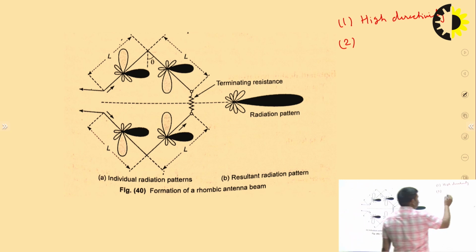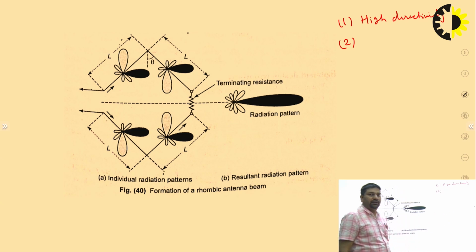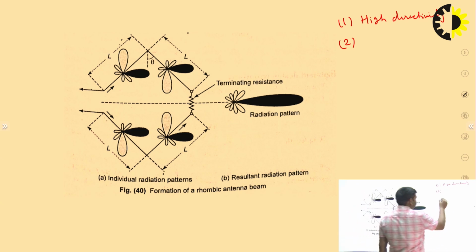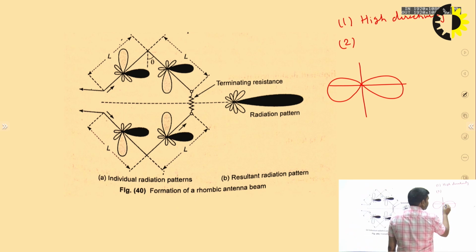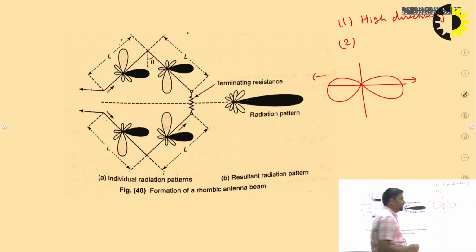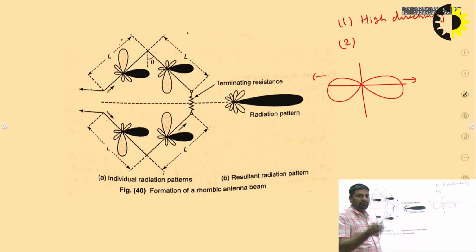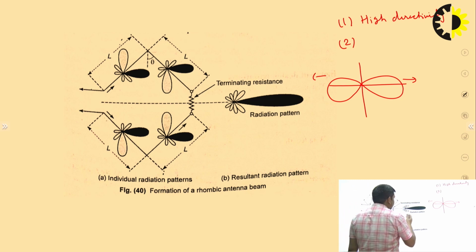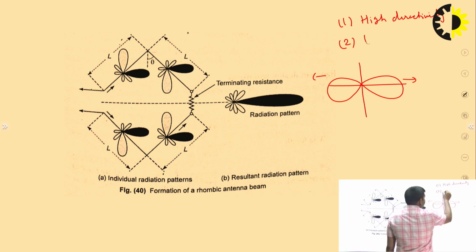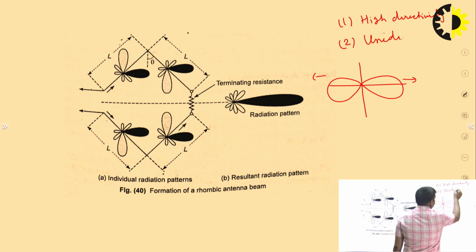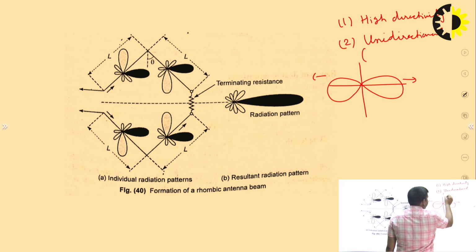If I say a half wave dipole is a resonant antenna, what is the radiation pattern of a half wave dipole? It is not unidirectional, because it transmits and receives in both directions, forward and reverse. But in a non-resonant antenna, the main feature is that it is a unidirectional antenna, so the gain or directivity is high.